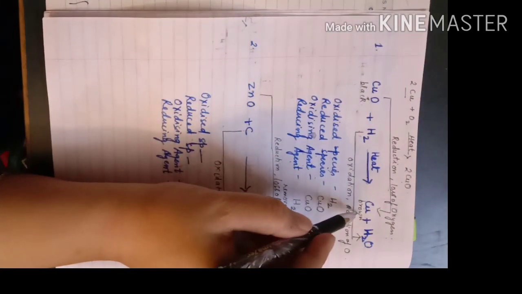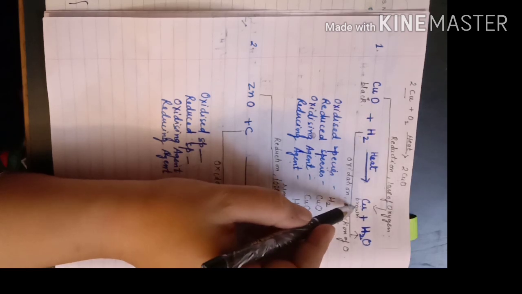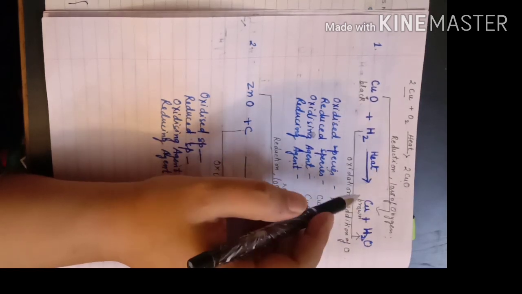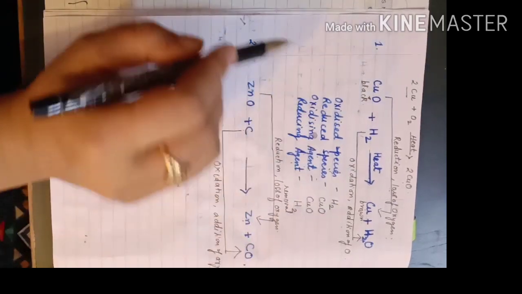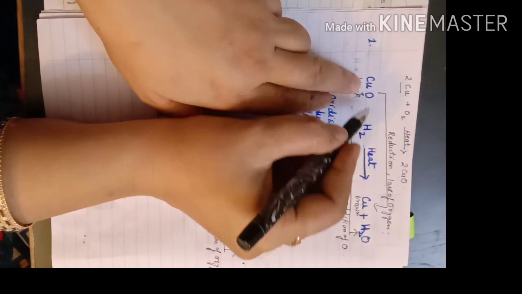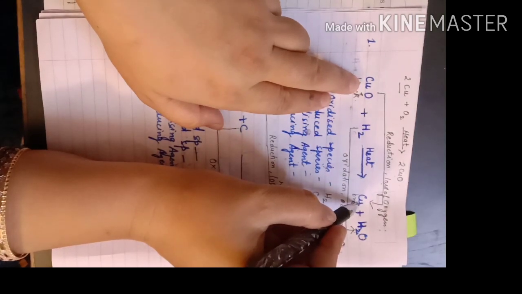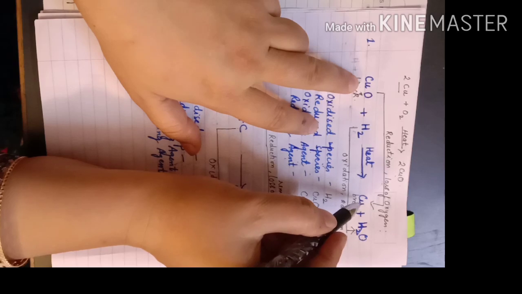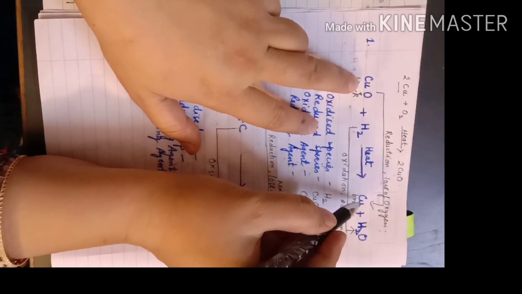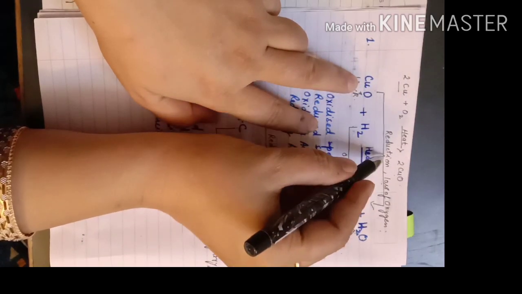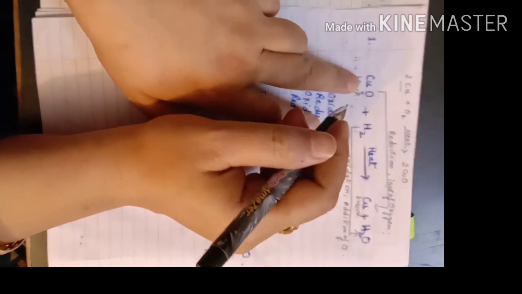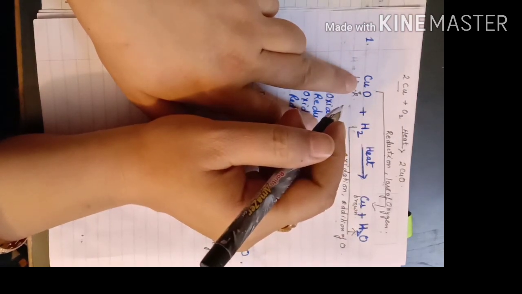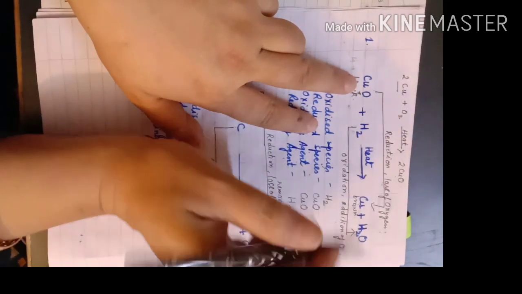Copper oxide will be reduced to copper along with the formation of water. Now let's have a look. How can you predict? Copper oxide is on this side. If you look at the product side, there is no oxygen attached with copper now. So what does it mean? That a reduction has taken place. Here reduction has taken place, loss of oxygen.